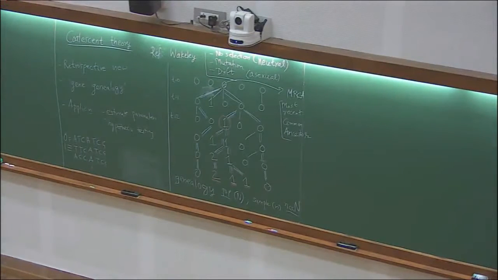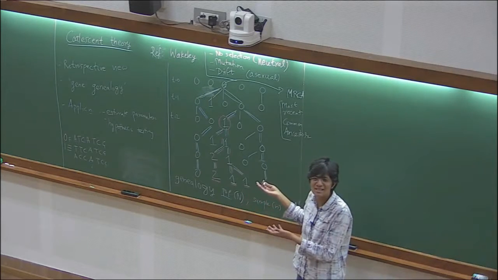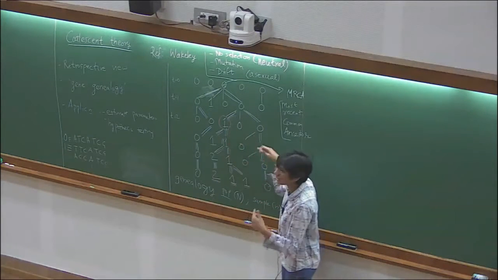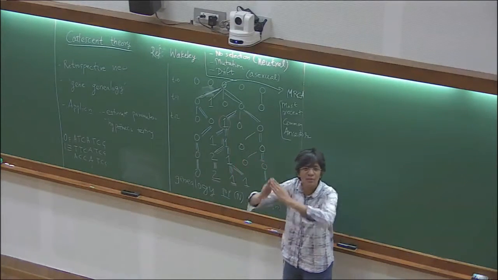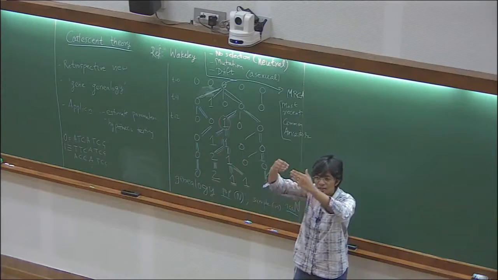It came from John Kingman, in '82. It's called Kingman's coalescence. What is this coalescence we are saying? These are coalescing, coming together. So going backward in time, the genealogies are coalescing. Coalescing is coming together. Going forward in time, things are branching out. So that's why coalescent.